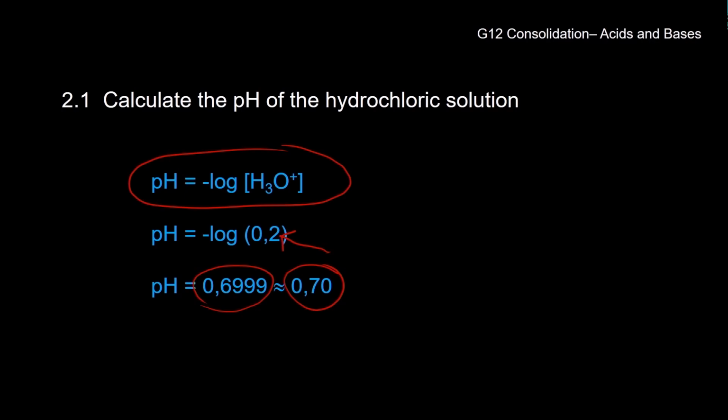Let's check. Well, hydrochloric acid is a strong acid. That means it needs to have a pH between 0 and 2.